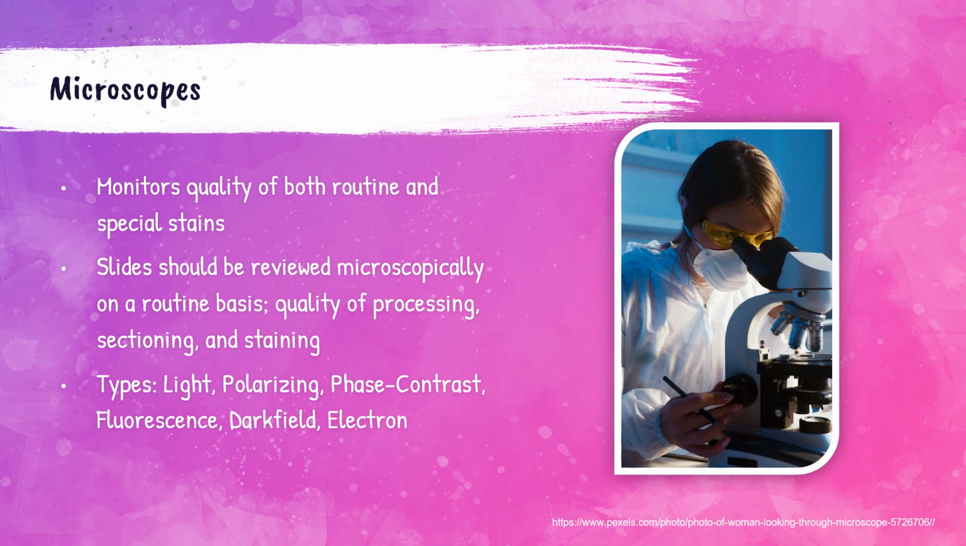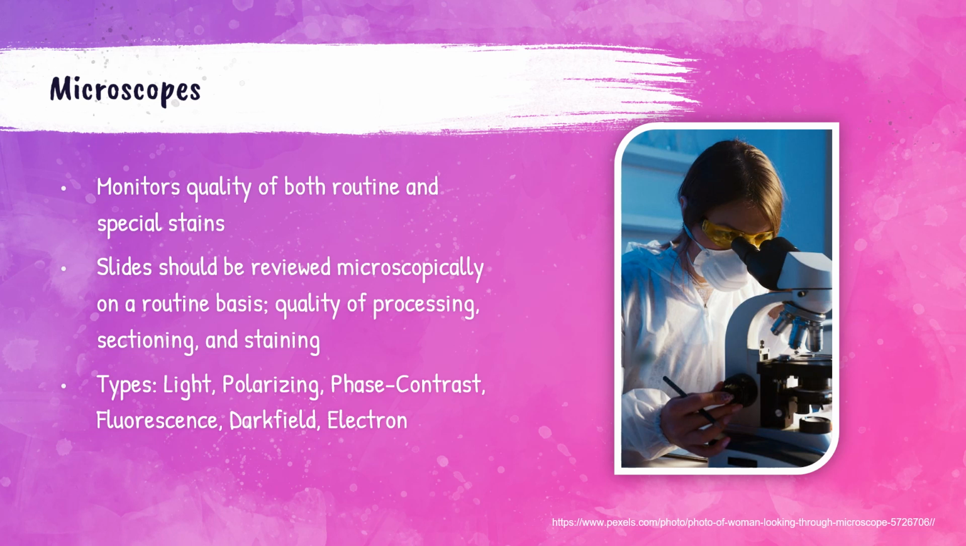The first instrument in the histopathology laboratory that we are going to be discussing is the microscope. Microscopes are critically important and are used for quality control monitoring of the histology laboratory specimens. Slides prepared in the laboratory should be reviewed with the microscope to examine the quality of their processing, sectioning, and staining. There are a couple of different types of microscopes we're going to be briefly discussing in this presentation. These are light microscopes, polarizing microscopes, phase contrast microscopes, fluorescence microscopes, dark field microscopes, and lastly, electron microscopes.